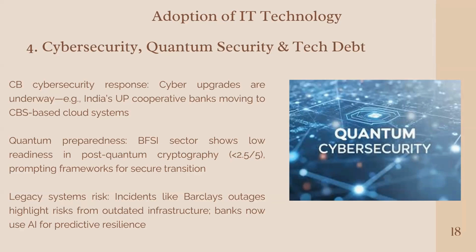For example, past outages at Barclays Bank highlighted the vulnerabilities of outdated banking infrastructure. To overcome this risk, banks are now using AI-powered predictive systems to maintain resilience and minimize the disruptions.